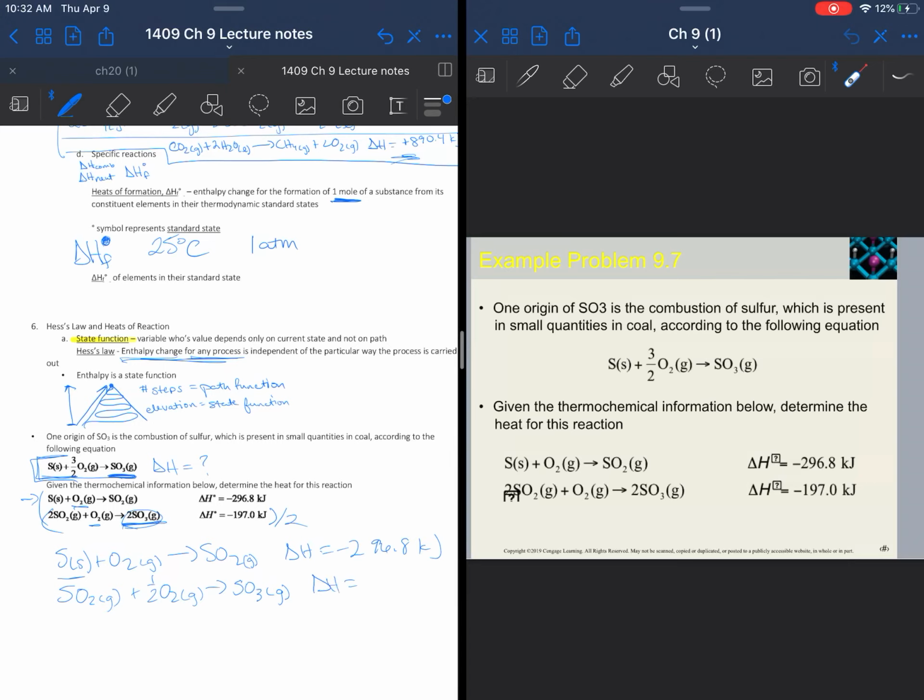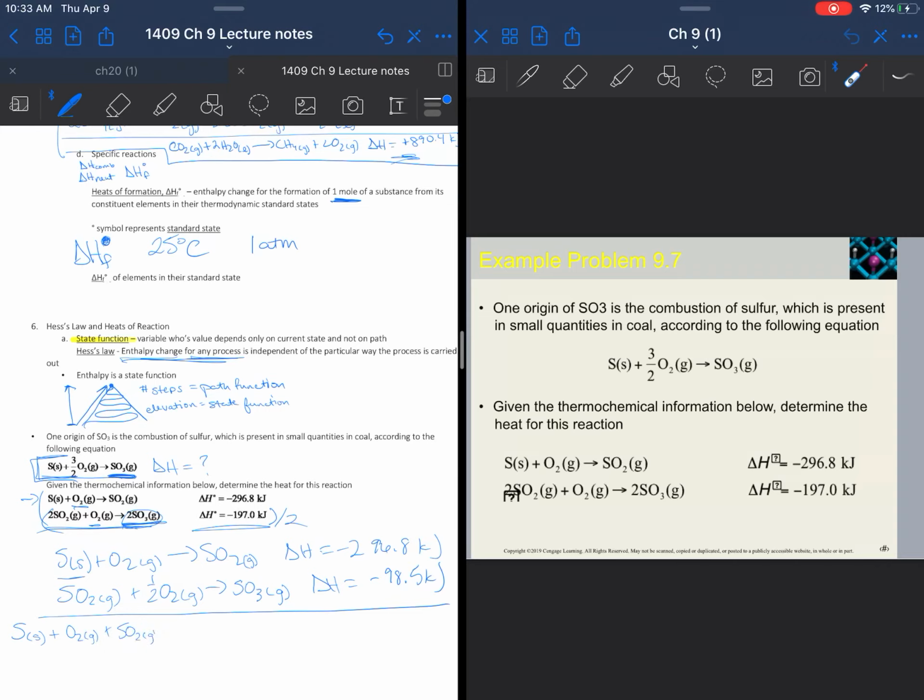That's going to wind up giving me SO2 gas plus half a mole of O2 gas, yielding 1 mole of sulfur trioxide. Now, since I divided everything in the stoichiometry by 2, I also have to divide the delta H by 2. So that's going to be negative 98.5 kilojoules. Make sure everything is balanced. Then we're going to add our equations together.